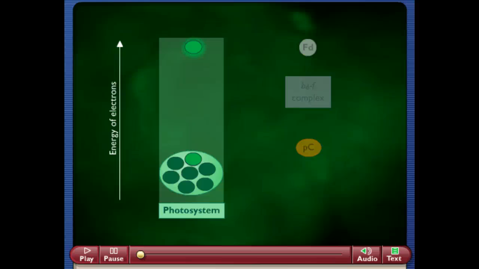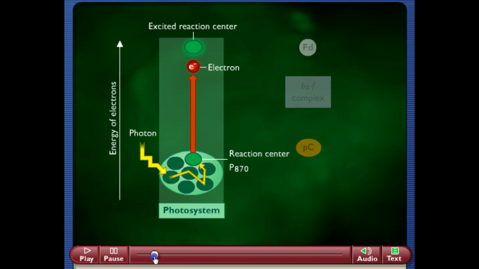Now, in bacterial photosynthesis, a single photosystem is involved instead of two like in green plants and algae. So when an electron is energized by an absorption of light, it's ejected from the photosystem's reaction center. So let's take a look at that. There's our photon now ejecting our electron. And remember, this bumps that electron up to the next level. So the excited electron then passes to the ferredoxin.